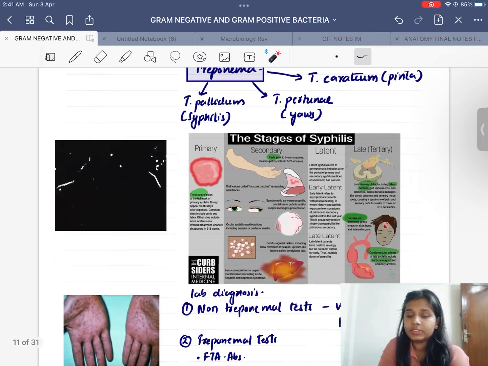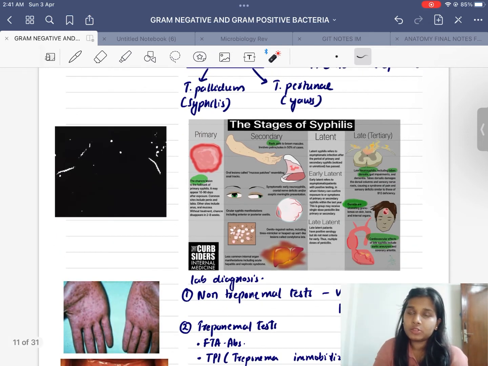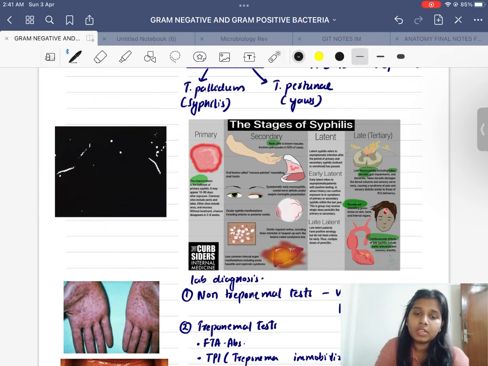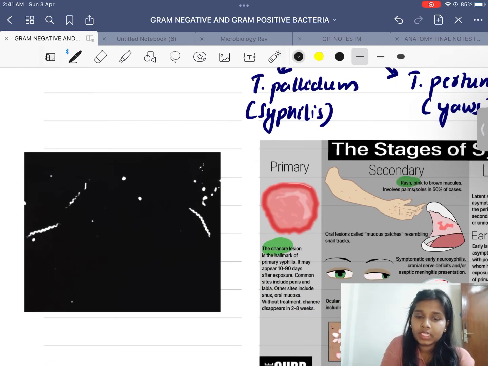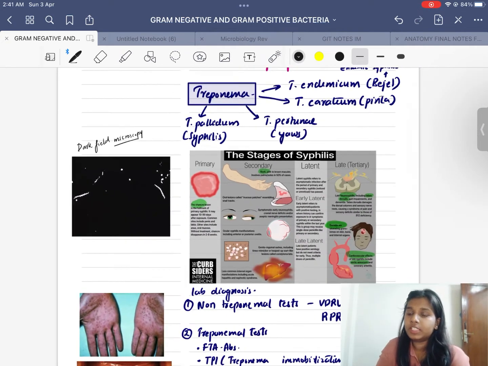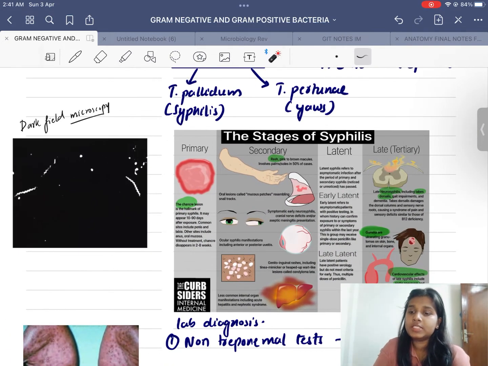Now for diagnosis of syphilis, the microscopy that is done is dark field microscopy. This image is very important. This is called dark field microscopy or dark ground microscopy. After that, what do you have? What are the stages of syphilis? Many questions come from this. Many questions come from these stages of syphilis. You need to know this properly.